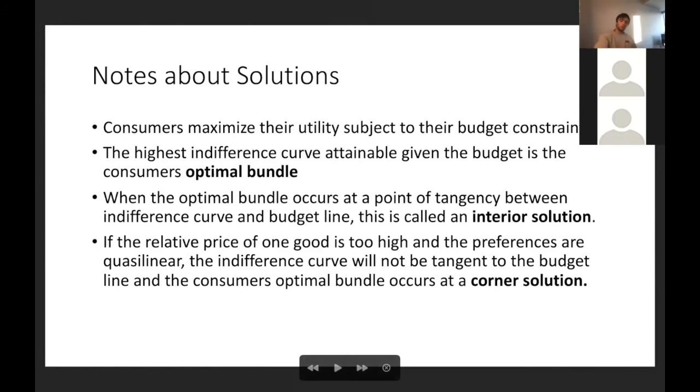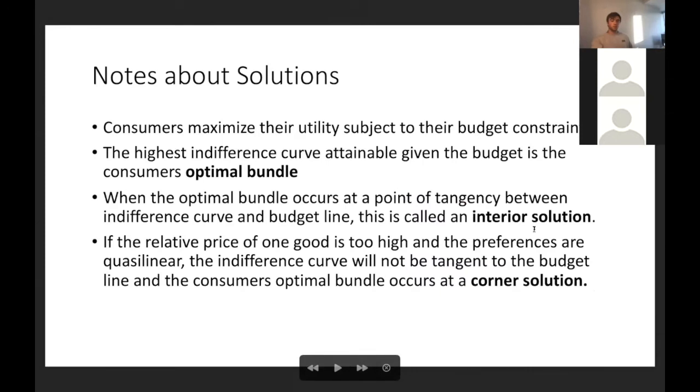So in terms of what we're going to be looking at later on, you should understand that consumers maximize their utility subject to their budget constraint. The highest indifference curve attainable given the budget is the consumer's optimal bundle. And when the optimal bundle occurs at a point of tangency between the indifference curve and the budget line, this is called an interior solution. So that's what we just saw with the perfect substitutes case.